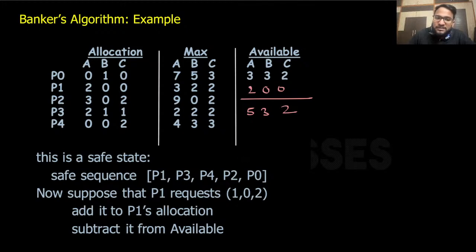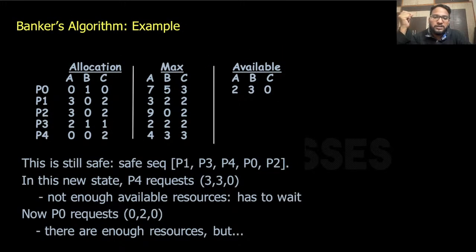Now, if P1 asks again, this is a safe sequence. Tell me, in this safe sequence, if P1 asks something, do I even have to check whether the resulting state is safe or not, or can I always give? I can always give, right? Because even if P1 asks for the maximum, I can give. Suppose P1 is not requesting the maximum, it is requesting something lesser. Then also it is fine. Even if it requests the maximum, I can satisfy. So I do not need to worry about checking P1.